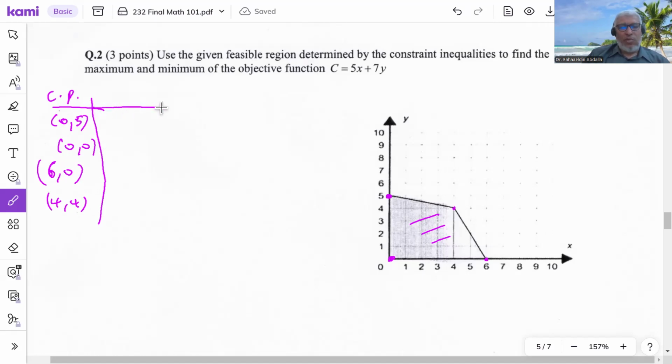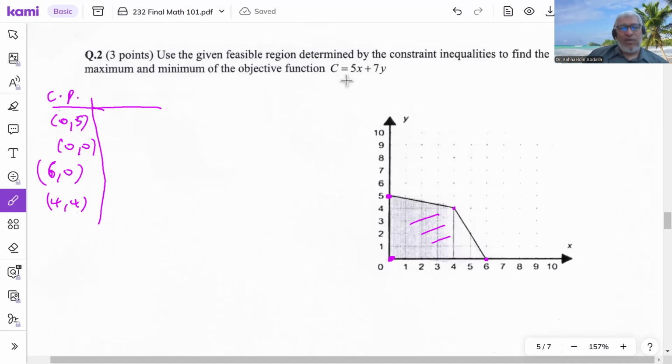So all the corner points are clear from the graph. If these numbers are not there, then he must give me the equations of the lines so I can solve the equations together and find the corner points. But the corner points here are clear.